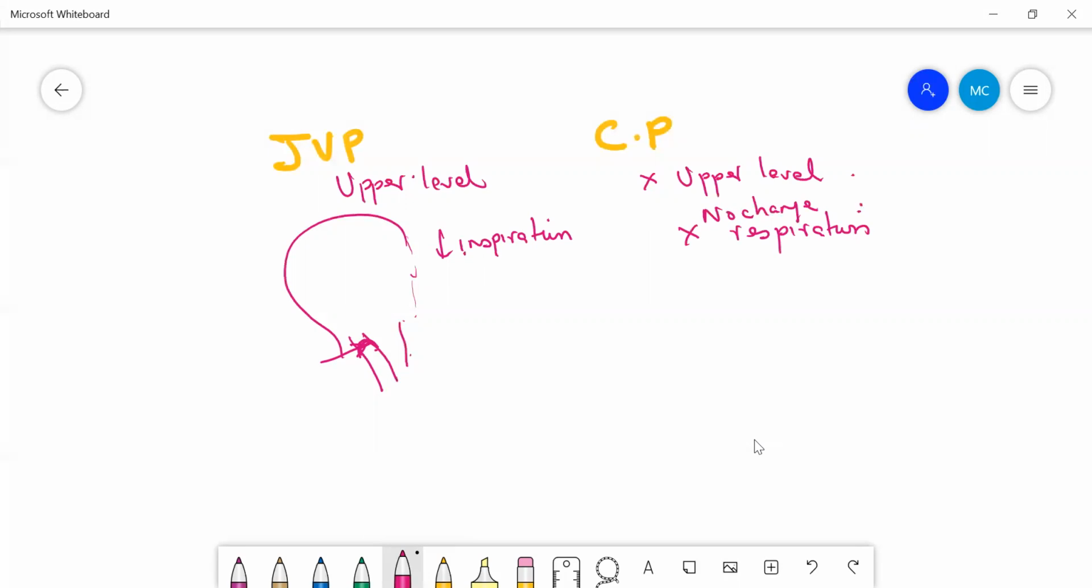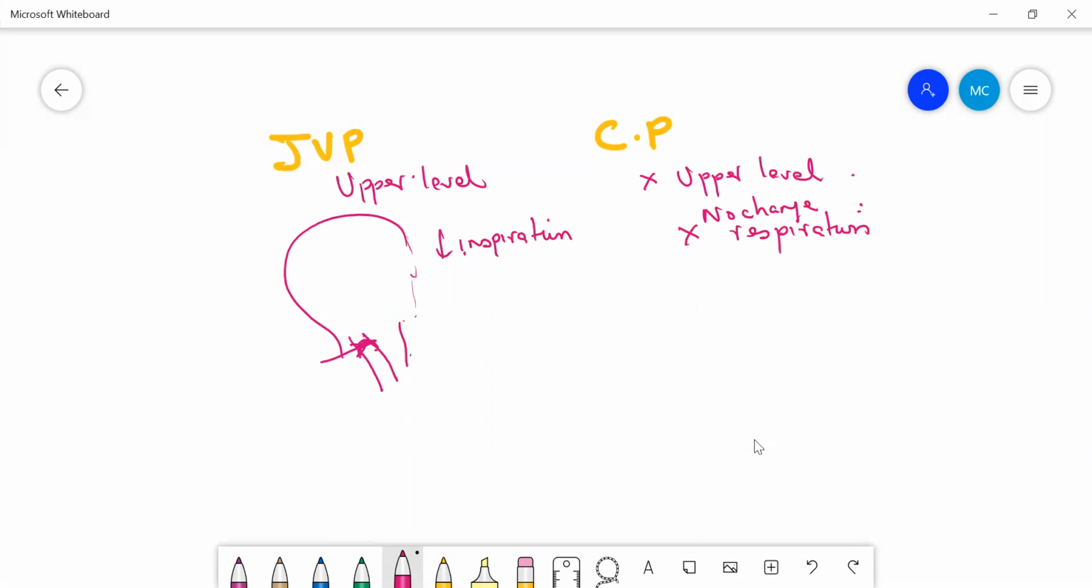Okay, and remember, when the patient sits up, the jugular venous pulse appears lower in the neck. But the carotid pulse, when the patient sits, appears higher. So this jugular venous pulse appears lower in the neck when the person sits, and the carotid pulse, when the person sits, appears higher up in the neck.